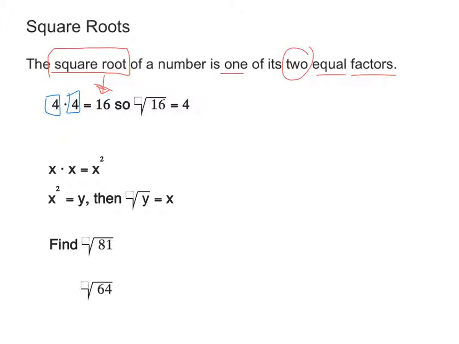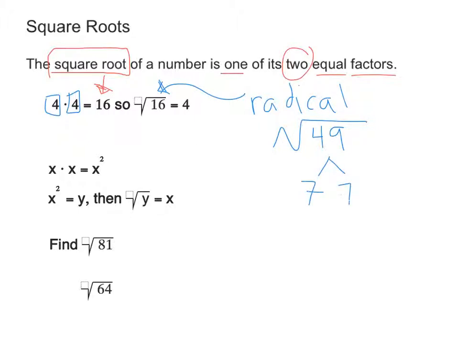And now I can introduce you to this lovely sign right here. This is called the radical. And anytime you are trying to find a square root, you're going to write the number that you're trying to find the square root of with the radical sign over it. So for example, the square root of 49. There are 2 factors that multiply together equal 49. And remember, they have to be the same factor. Remember, this is 7 squared. So the square root of 49 is 7.